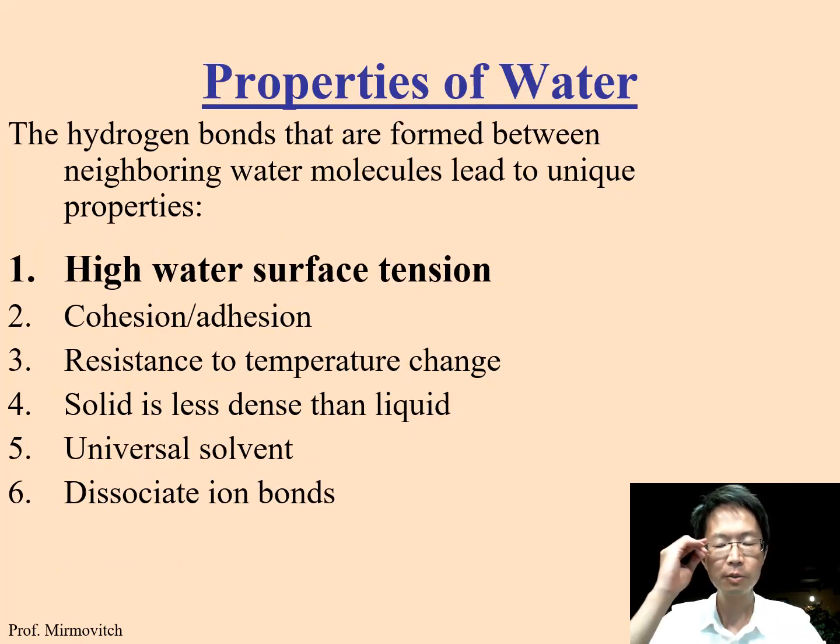Let's talk about the properties of water now, after a brief review of the last lecture. Hydrogen bonds formed between neighboring molecules give rise to all these properties, the 6 properties of water that we want you to know. First one, high water surface tension. We talk about water surface tension all the time.